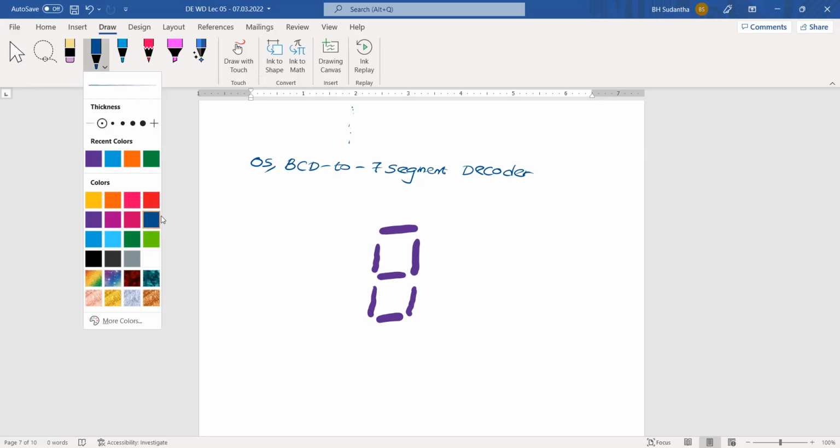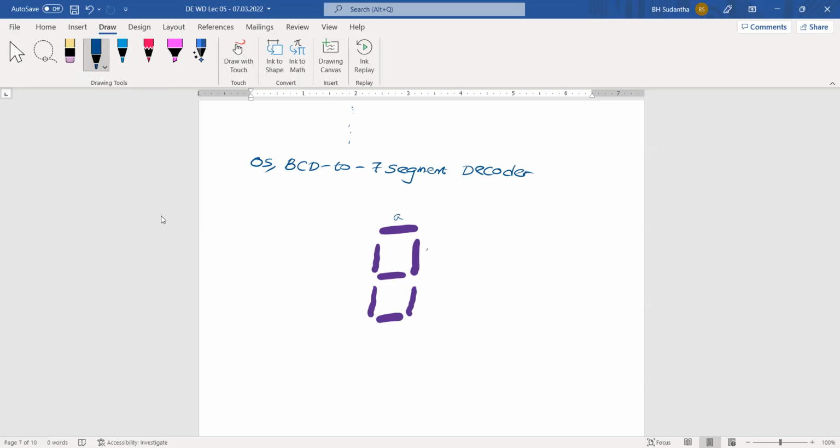Okay, then there's a special naming convention for this one. Starting from this one, this is simply A, B, C, D, E, F, G. We have several bars here. With these bars, we can make some of the numbers visible. For example, if you turn on B and C, it will be number 1. Depending on the particular number, you can turn on the particular segments, then the particular number will be visible.